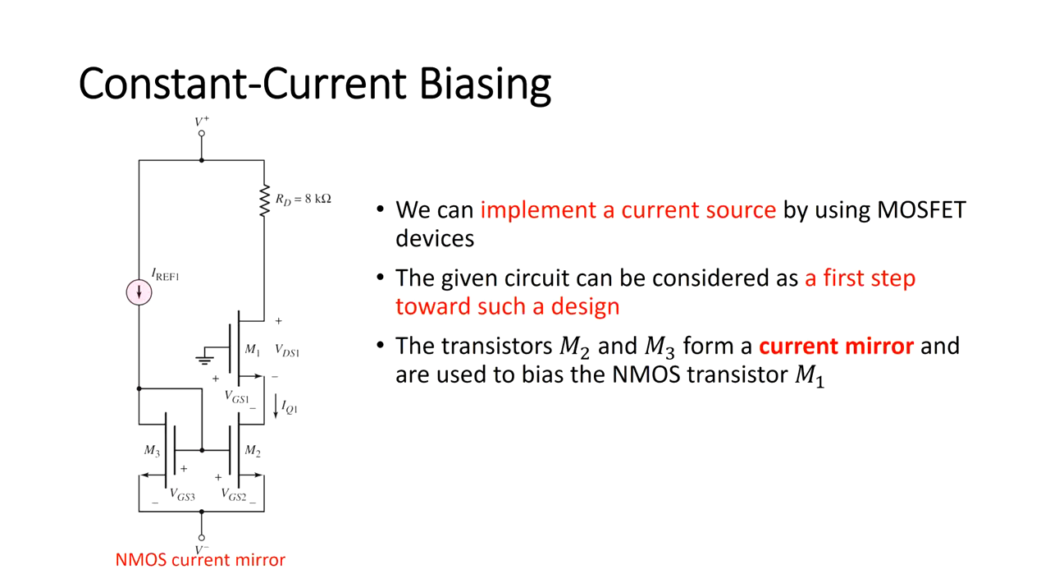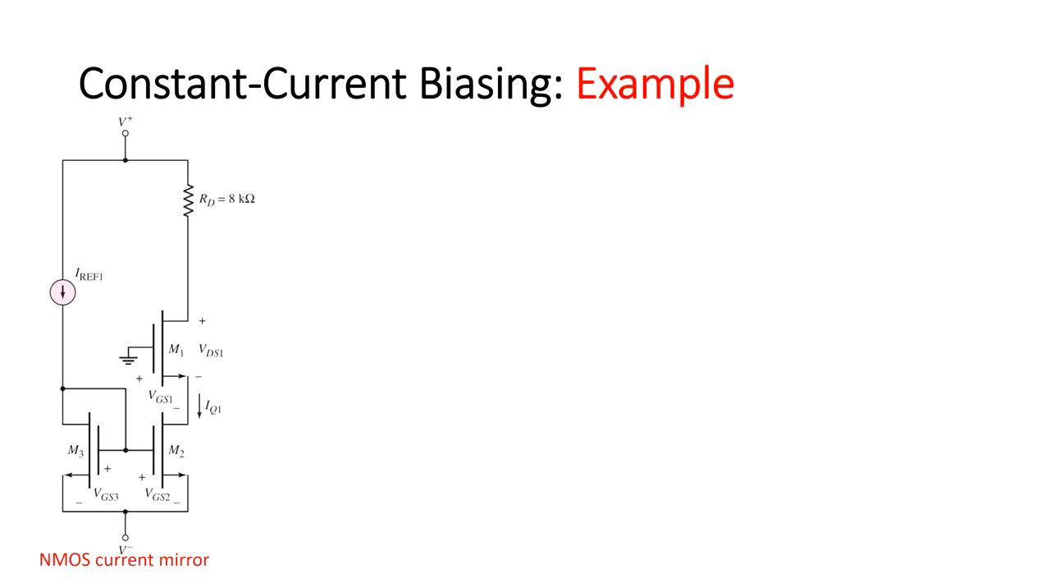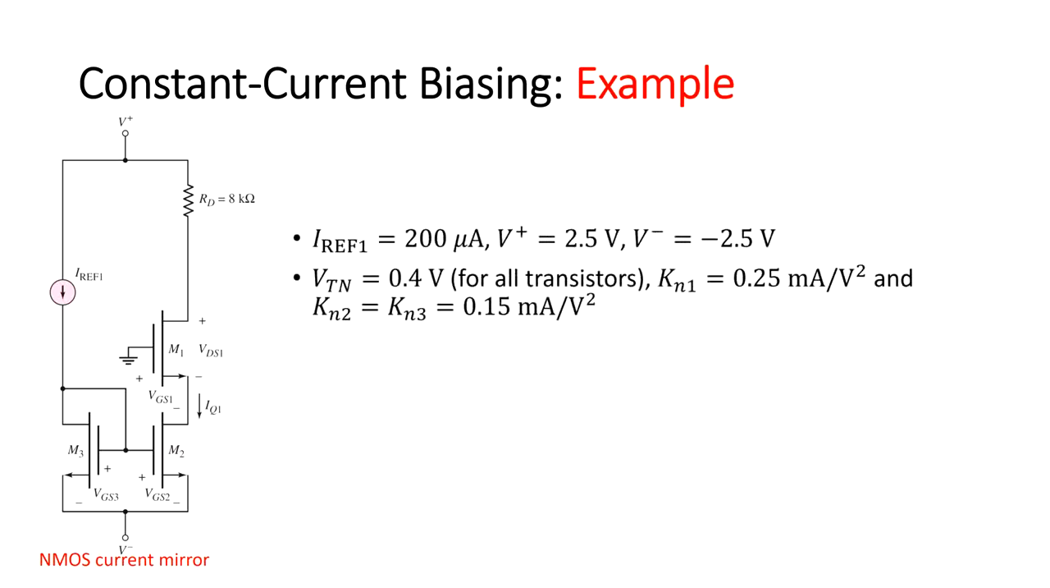Let us clarify the operation of this circuit by the following example. Based on the given parameters of the NMOS current mirror circuit, we need to determine the bias current IQ1, the gate to source voltages of transistors, and the drain to source voltage of the transistor M1.